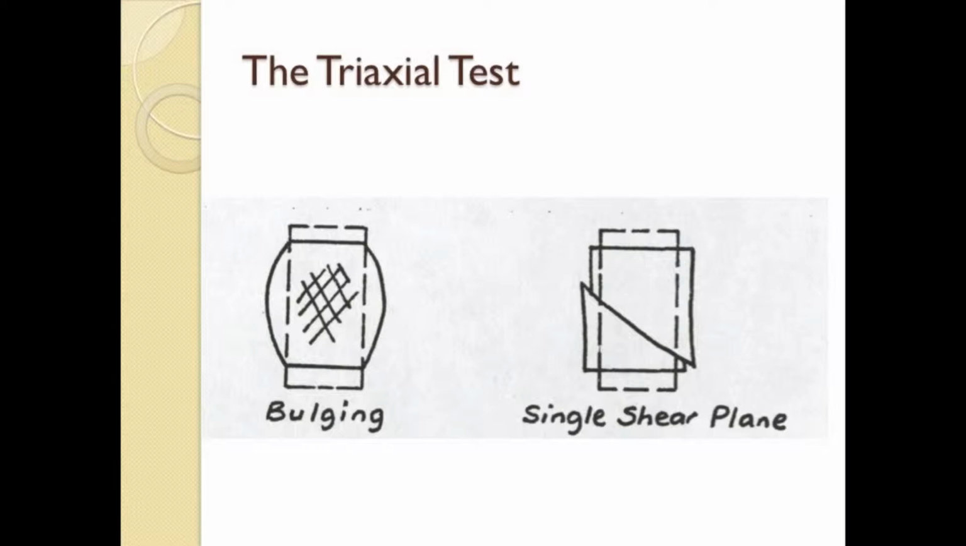For cohesive soils, a shear failure oftentimes occurs. Therefore, maximum shear strength can be calculated, and shear is the critical mode of failure. For granular soils, a bulging failure oftentimes occurs. Therefore, maximum axial strength can be calculated, and bulging is the primary mode of failure.